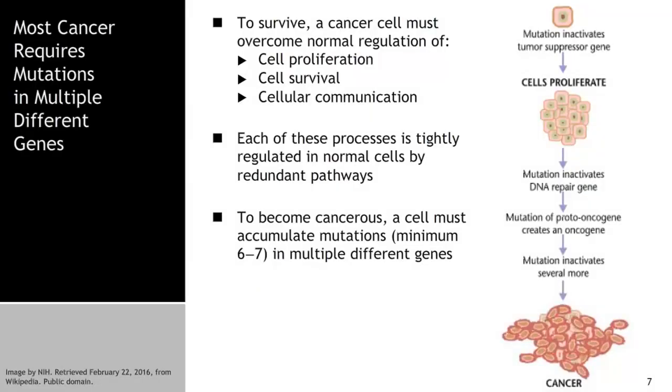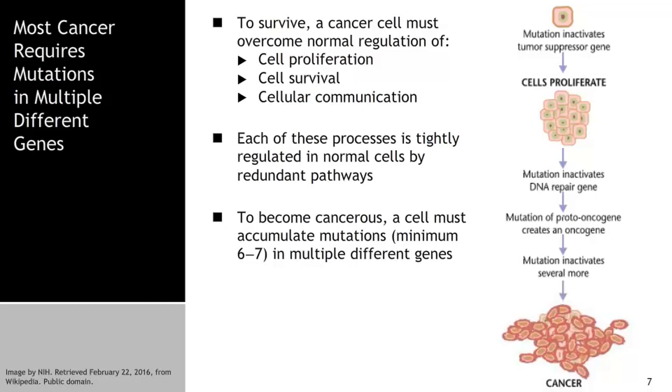Most cancer requires mutations in multiple different types of genes. In order to survive, a cancer cell must overcome normal regulation of cell proliferation, cell survival, cellular communication, and other so-called hallmarks of cancer that will be discussed by Dr. Zarif in a later lecture. Each of these processes is tightly regulated in normal cells by multiple redundant pathways. This means that in order to become cancerous, a cell must accumulate mutations in multiple of these pathways. It's been described as usually a minimum of 6 to 7 in multiple different genes.